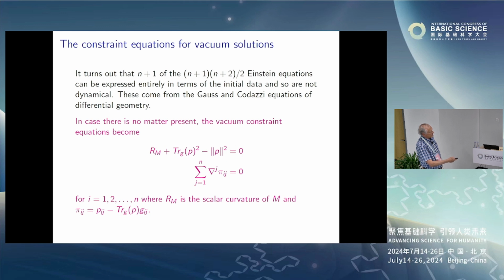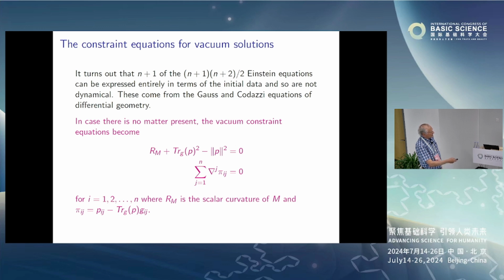So in order to even hope to have a solution of the equations with given data, these PDEs have to be satisfied. And so this is the scalar curvature of the Riemannian metric on M. So M is space-like, so the induced metric is Riemannian. This is the trace squared of the second fundamental form, and this is the norm squared with respect to the metric G. And this term is the divergence of a tensor constructed from the second fundamental form.